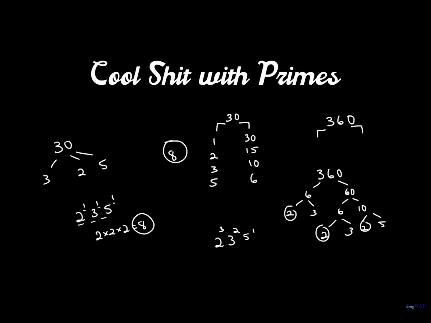So we add 1 to every exponent, and we're going to have what? 3 plus 1, which is 4, times 2 plus 1, which is 3, times 1 plus 1, which is 2. And what does that equal? Well, that's going to equal 24. 24 total factors.